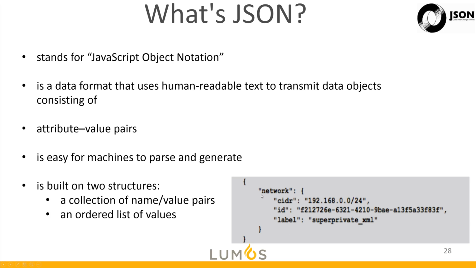So if we queried for network and said, show me everything in network, we would see CIDR and 192.168.0.0/24, the ID, the label in super private XML. We'd see all of that. Now, if we just said show me CIDR, we'd only see this information.